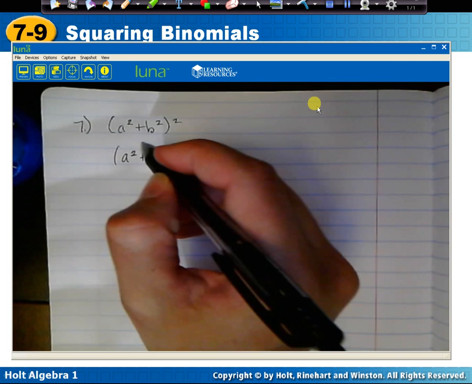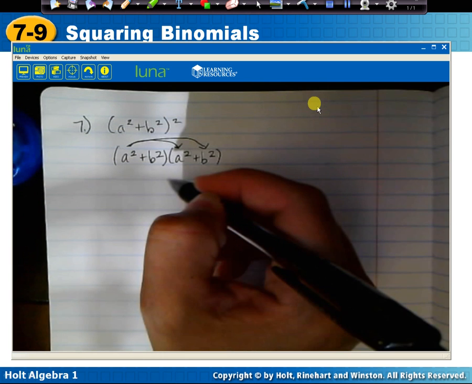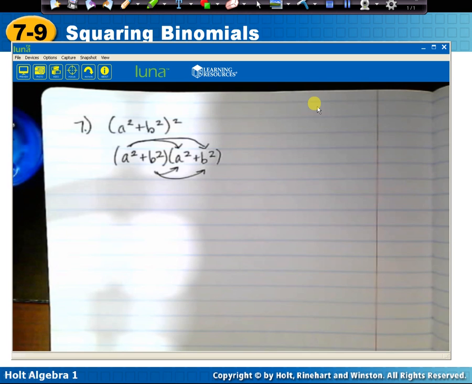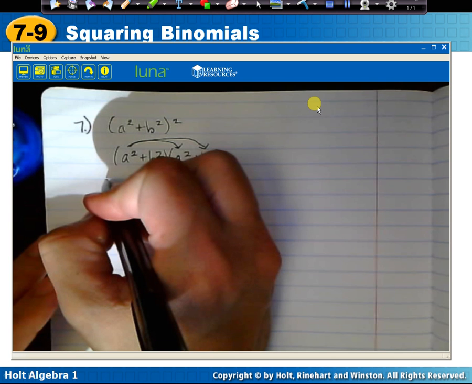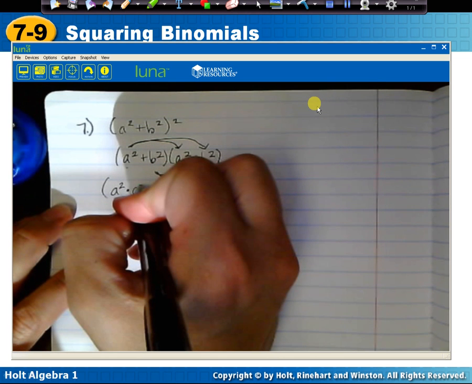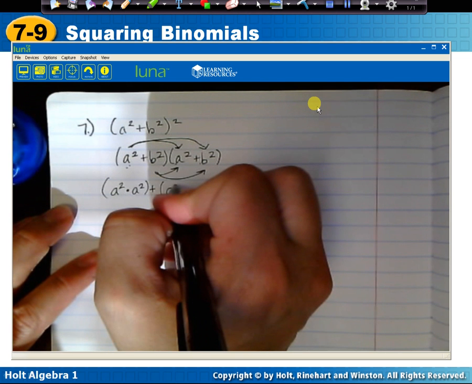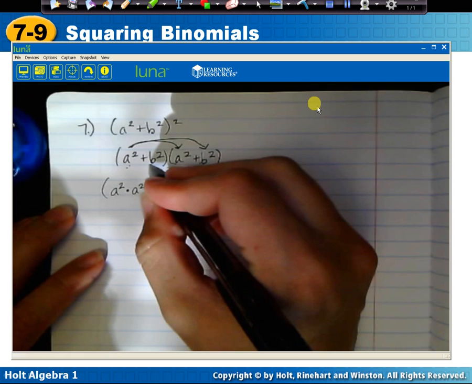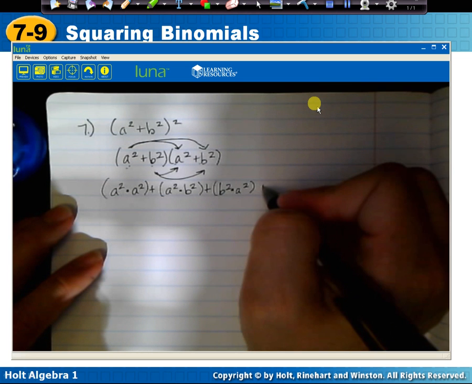Now I'm going to draw my arrows, and I'm going to take this one step at a time, and I think that you'll find if you take it one step at a time, it's much less intimidating than it seems to be to begin with. All right, now I'm going to write this out in parentheses. I'm going to say my first is a squared times a squared plus a squared times b squared plus b squared times a squared plus b squared times b squared.